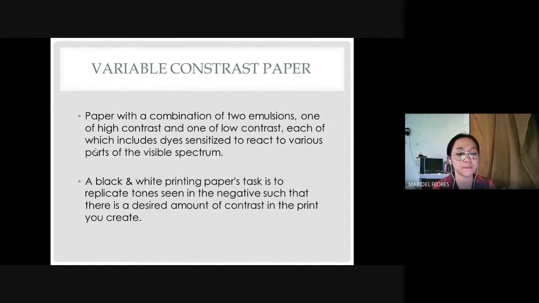So a black and white printing paper's task is to replicate tones seen in a negative, such that there is a desired amount of contrast in the print you created. But unfortunately, not all negatives are exposed or processed to maximize this. That is why sometimes you end up with a soft negative that will produce a flat, gray photo, or a hard contrast negative that produces a harsh, whitewashed print.